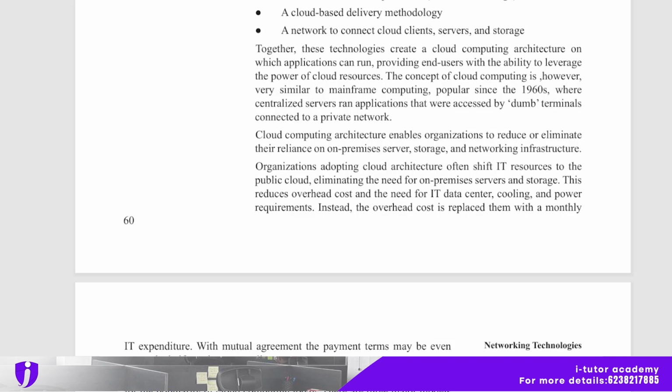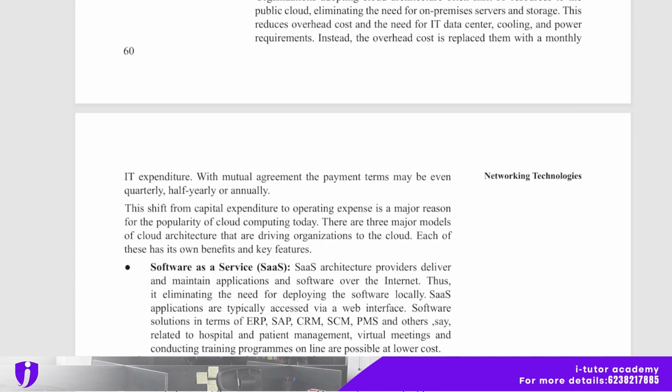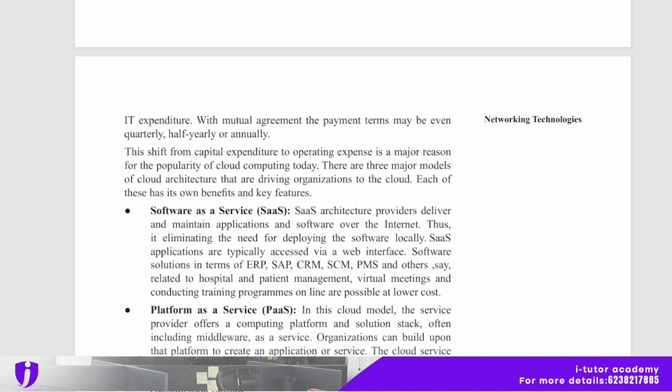Cloud computing architecture enables organizations to reduce or eliminate their reliance on on-premises server, storage and networking infrastructure. And this shift from capital expenditure to operating expenses is a major reason for the popularity of cloud computing today. So there are three major models of cloud architecture that are driving organizations to the cloud. Each of these has its own benefits and key features.